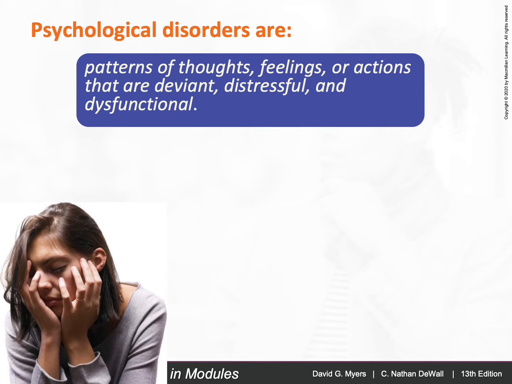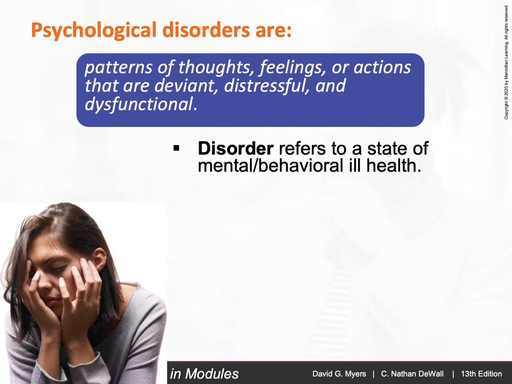Okay, so we'll start with just a basic definition of what psychological disorders are, and then I'll kind of break down some of the key terms within that definition. Okay, so psychological disorders are defined as patterns of thoughts, feelings, or actions that are deviant, distressful, and dysfunctional. Okay, so there's a lot of jargon in that definition, and some of the words that we use are very loaded terms. So what I'm going to do is break down some of that for you.